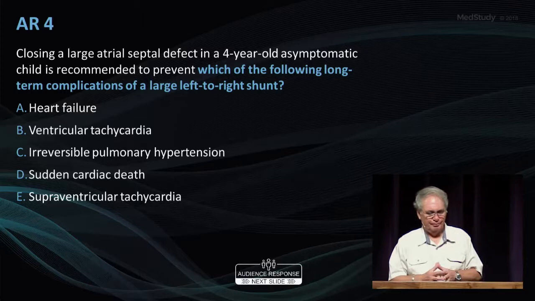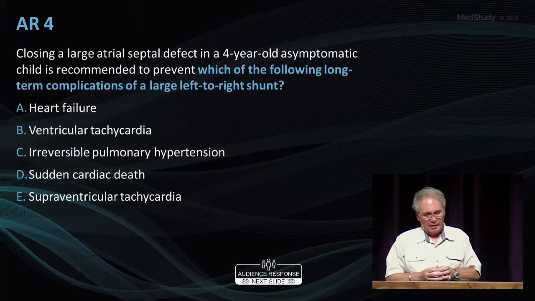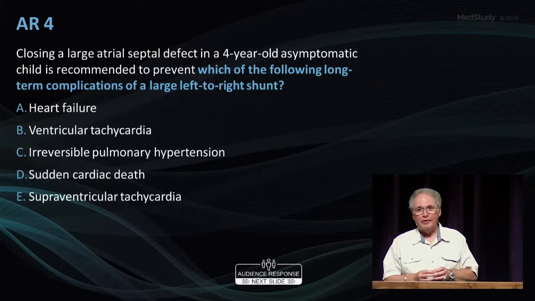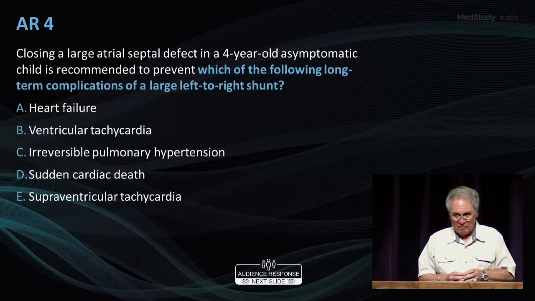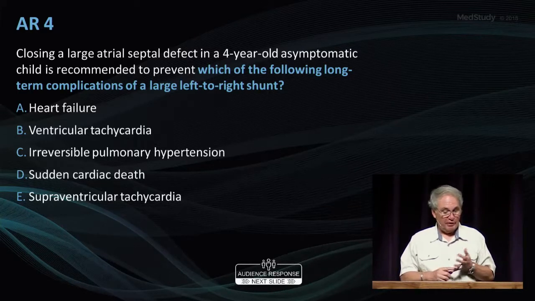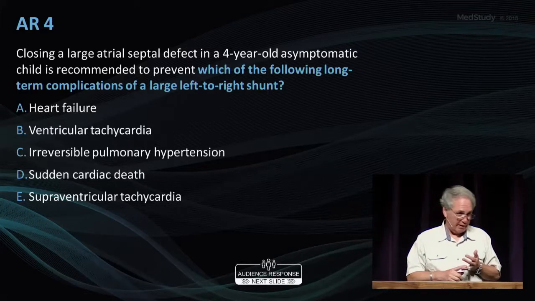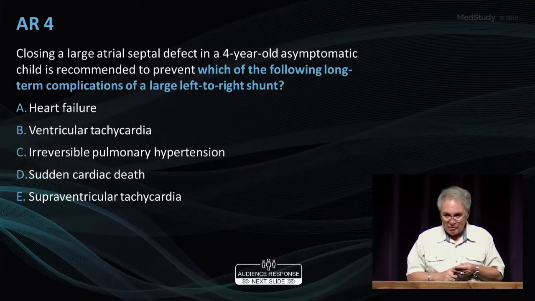Okay, here we go. This is important. Audience response. You guys are doing really well on these. Closing a large atrial septal defect in a 4-year-old, reasonably asymptomatic child is recommended to prevent which of the following long-term horrible complications of a large left to right shunt? Heart failure, ventricular tachycardia, irreversible pulmonary hypertension, sudden cardiac death, supraventricular tachycardia. Start clicking.